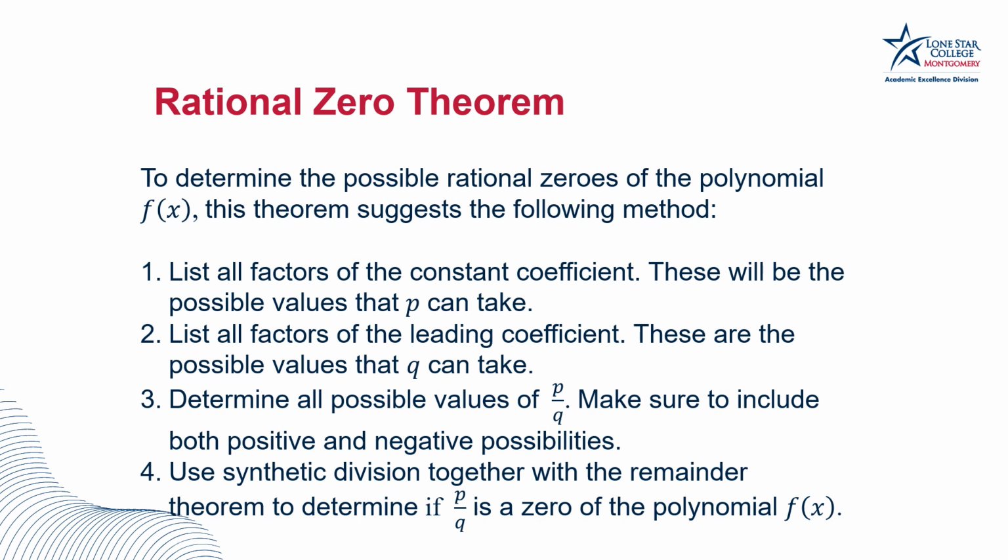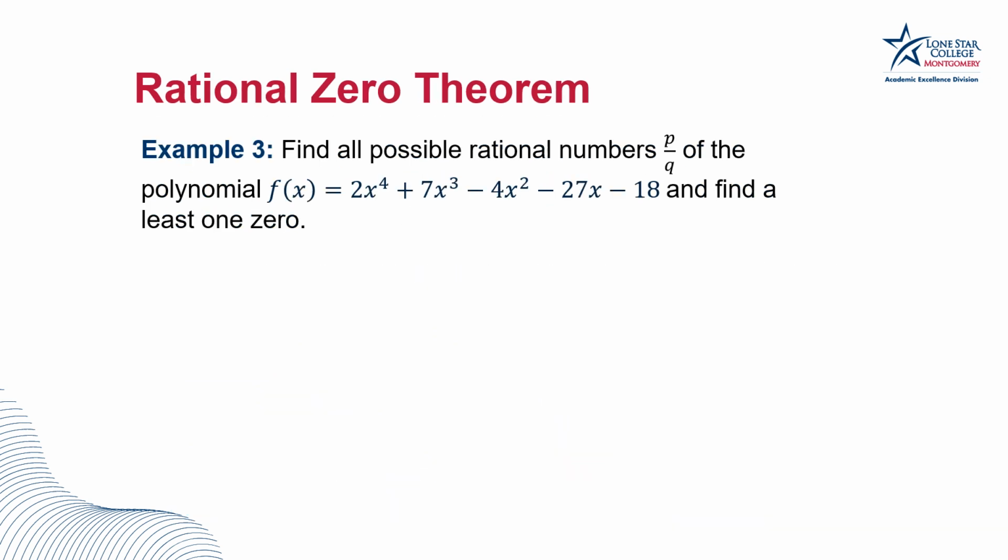And then use synthetic division together with the remainder theorem. Determine if p over q is a zero of the polynomial function. Let's look at an example. Find all possible rational numbers p over q of the polynomial f of x equals 2x to the fourth plus 7x cubed minus 4x squared minus 27x minus 18, and find at least one zero.